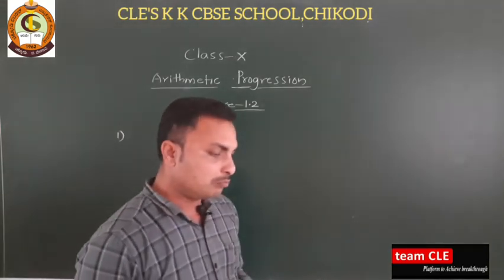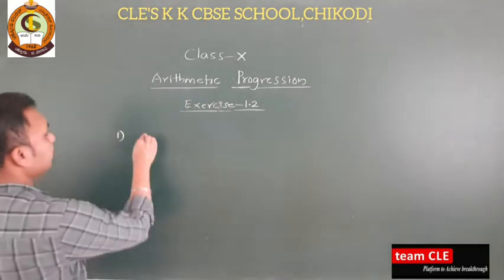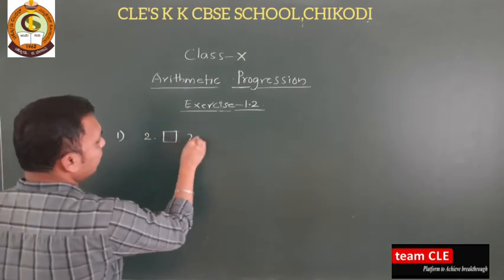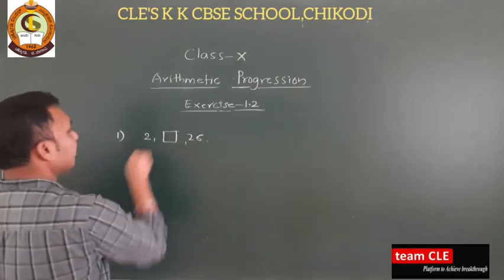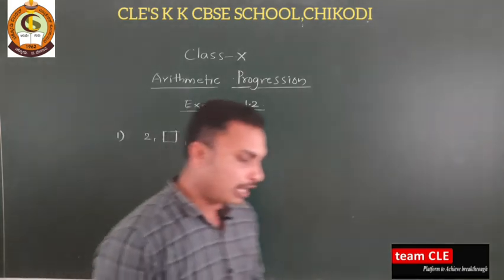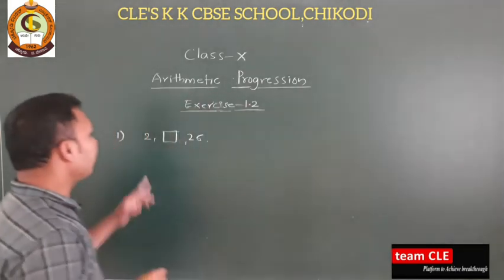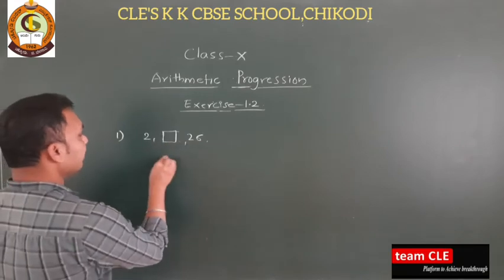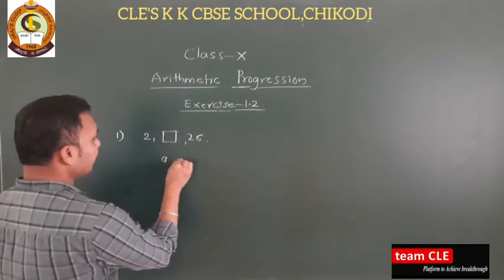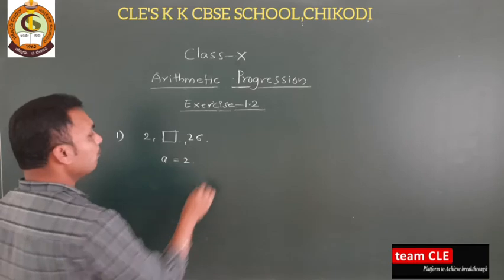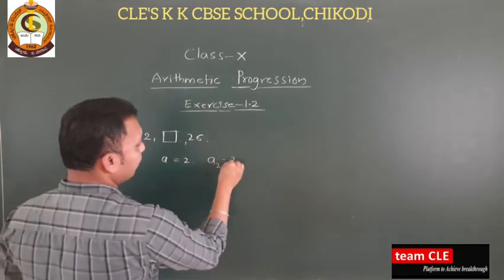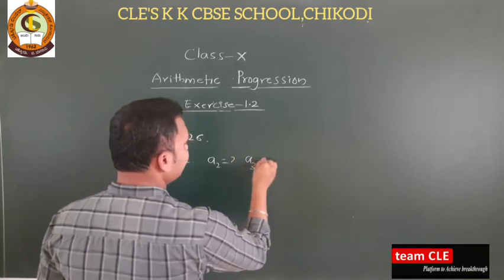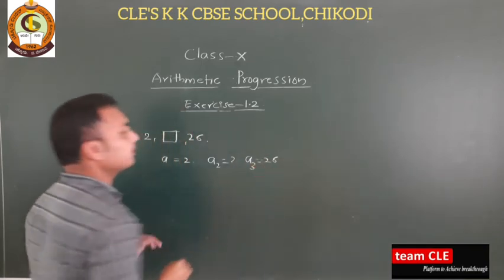We have 2 boxes: first 2, then an empty box, then the last one, 26. This is what they have given here. Now what you need to do is identify the terms: first term A1, A2, A3. The first term, A, is equal to 2. A2 is not given, we need to find it. A3 is equal to 26.